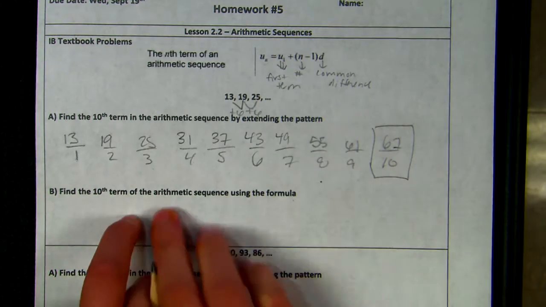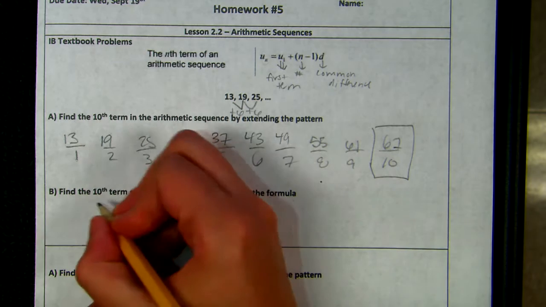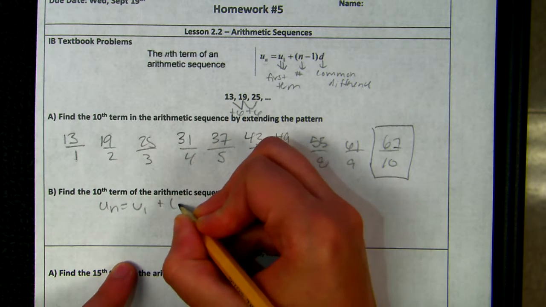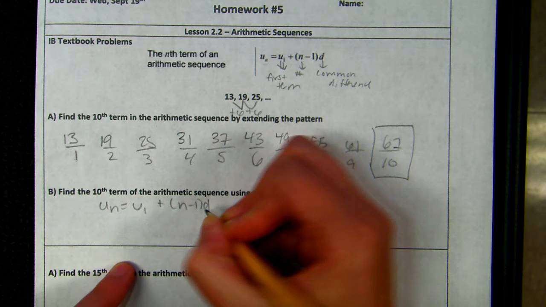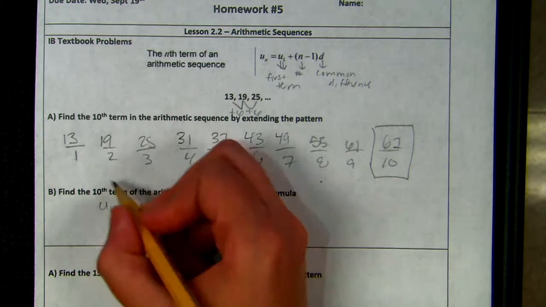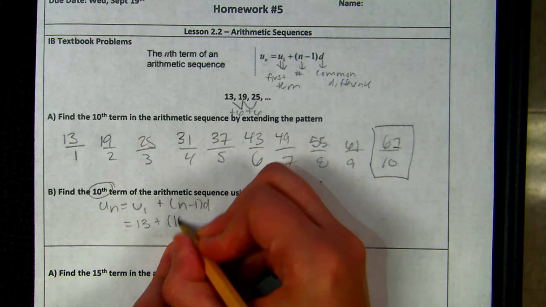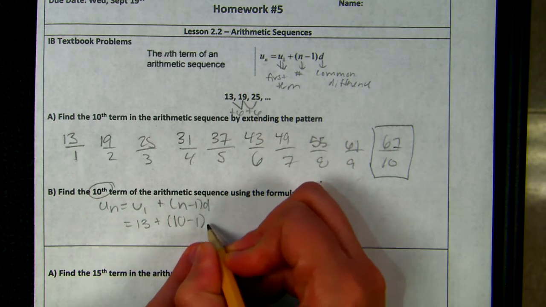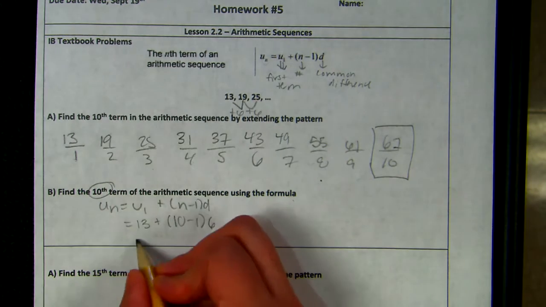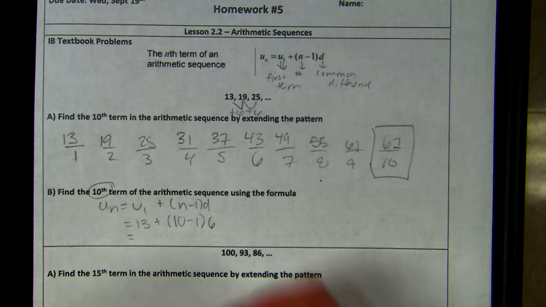Good. So find the 10th term of the arithmetic sequence using the formula. I'm going to rewrite it because I like to see it right above what I'm doing. We have Un equals U1 plus N minus 1 times D. Our first term is going to be 13. N, we're looking for the 10th term, so I know it's going to be 10 minus 1 times our common difference, which is 6, which is what we added each time. So you can pop that right into your calculator.